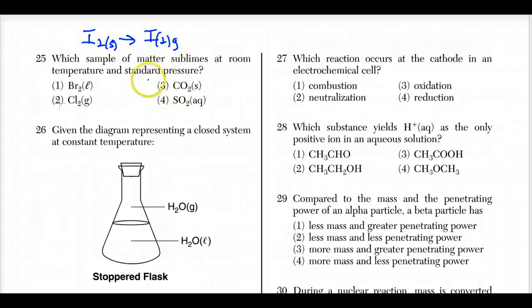Another example is dry ice. Carbon dioxide is called dry ice because it skips the liquid phase. It goes from a solid directly to a gas, just like iodine. Those are the two you have to know. And deposition, again, is from gas to a solid.